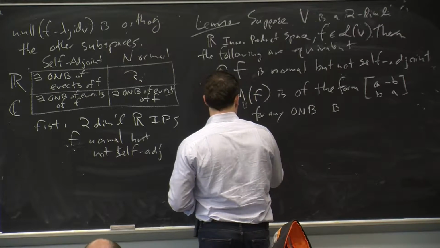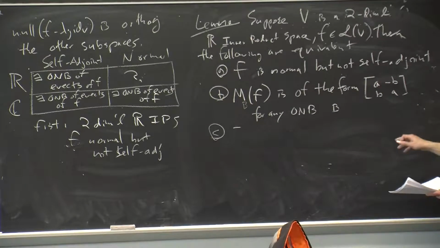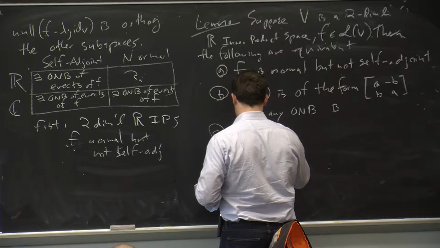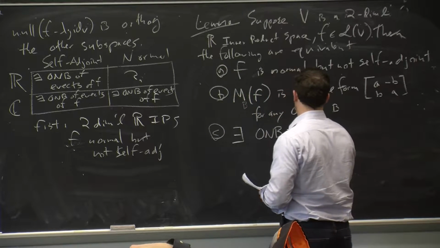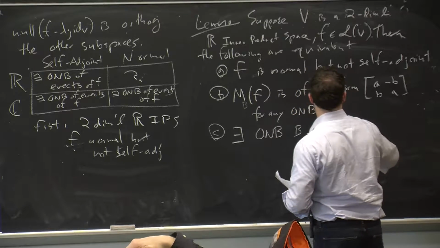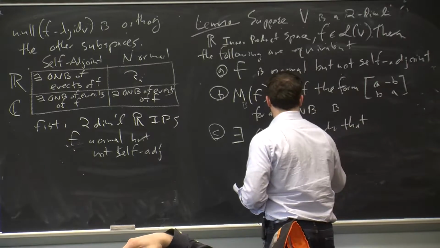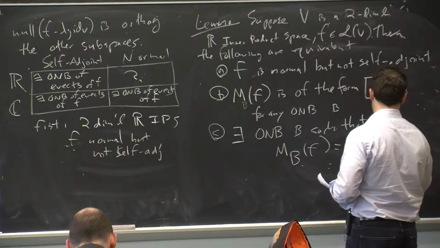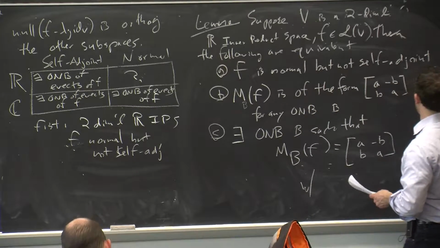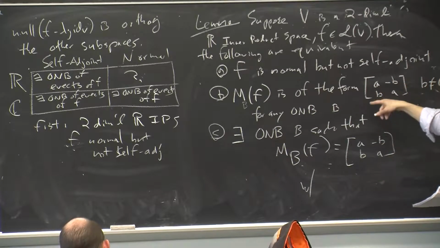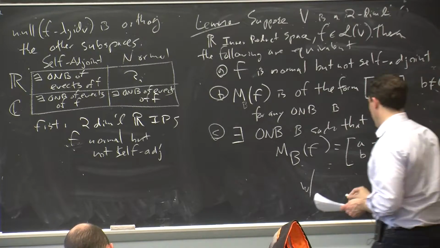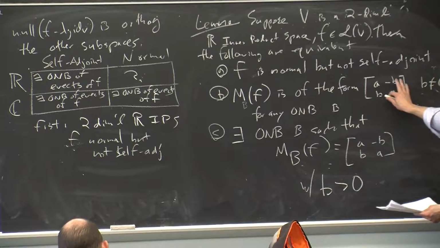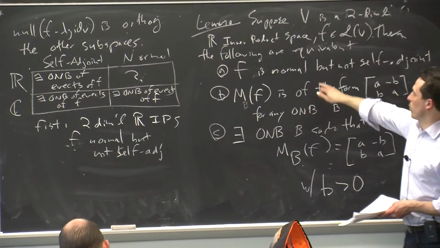C, and if you remember when I gave an example of something which was normal but not self-adjoint, that was what the example looked like, and that was no coincidence. And C, there exists an orthonormal basis B such that the matrix of F with respect to that basis is of course like this, A, minus B, B, A. I'm sorry, in this one, B should be non-zero. Because if B was 0, this would be self-adjoint. It would be symmetric. Okay. So with B non-zero, and the third one, B is strictly positive. If B was 0, this would just be A, 0, 0, A, and it would be self-adjoint. And so it wouldn't be true that it's normal, but not self-adjoint.